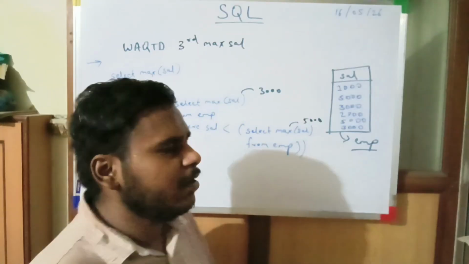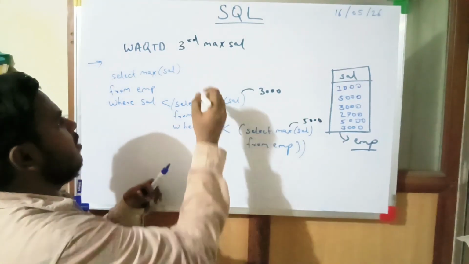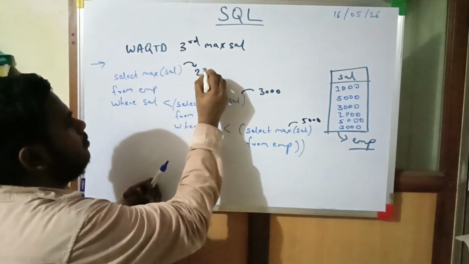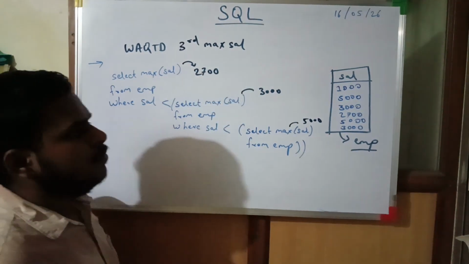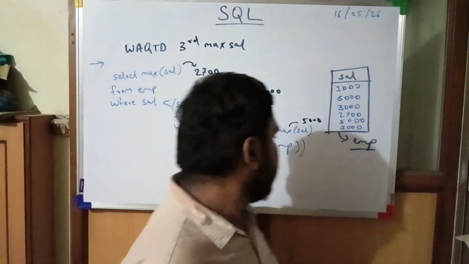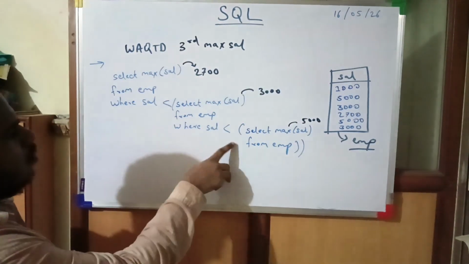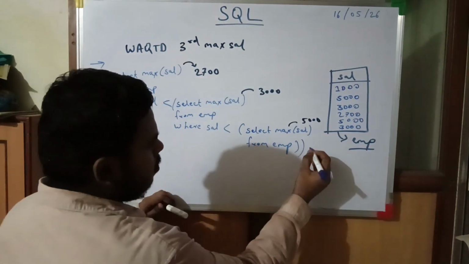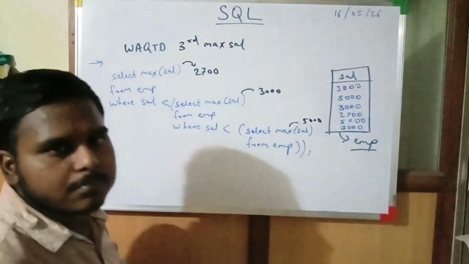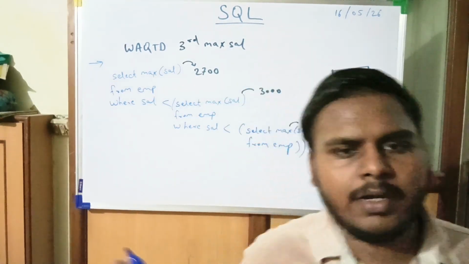Now, what output will I get? 2700. Okay, this is how it will work. Two subqueries, two brackets. To end it, a semicolon is needed. This is how we will write the query.